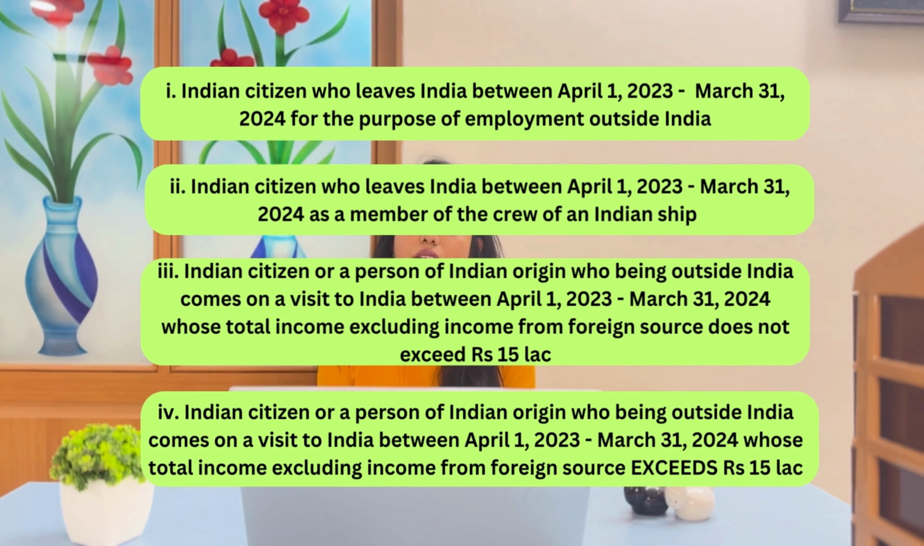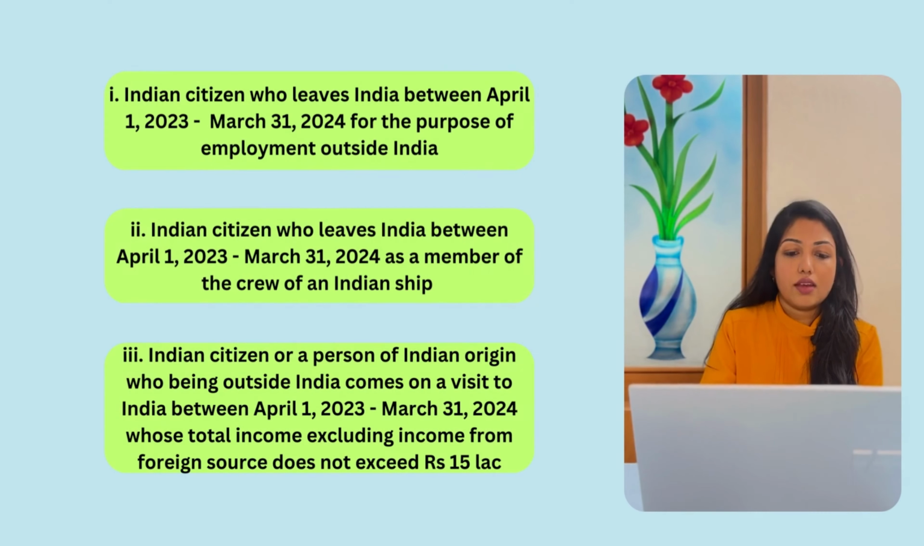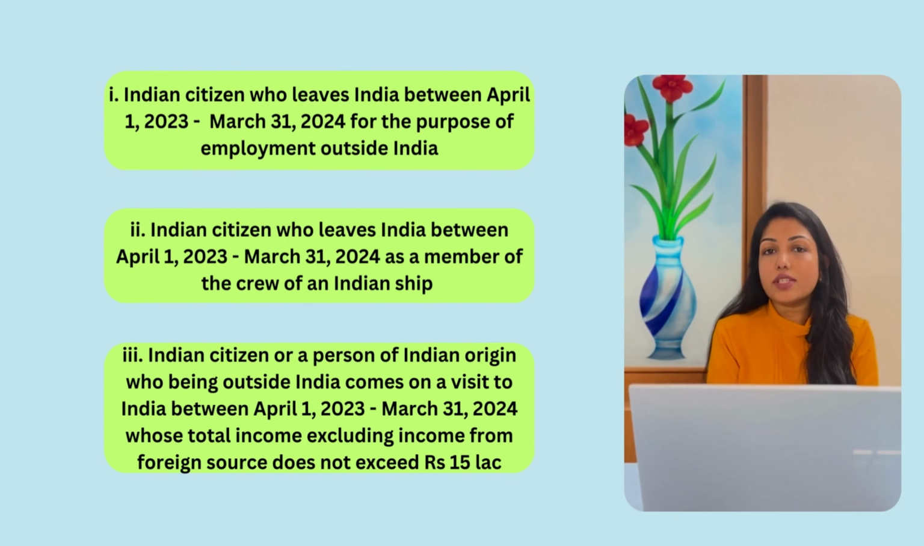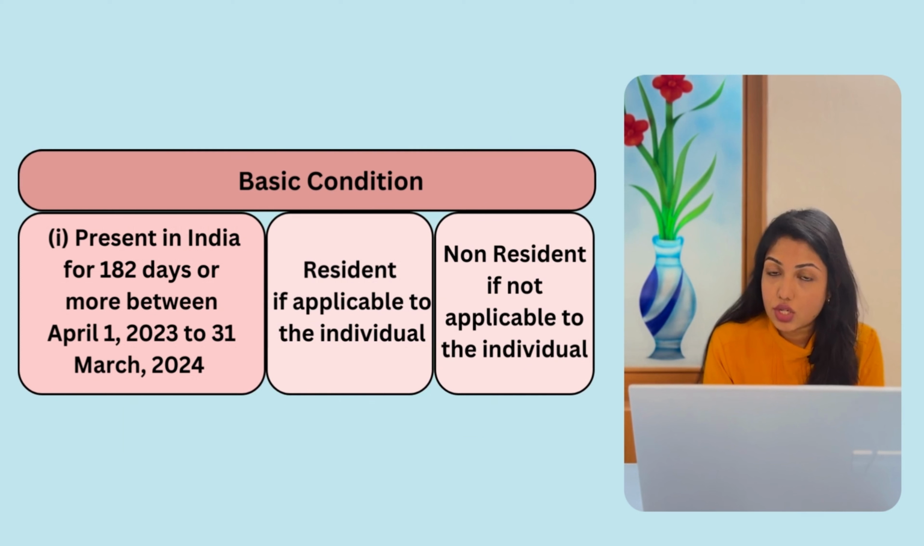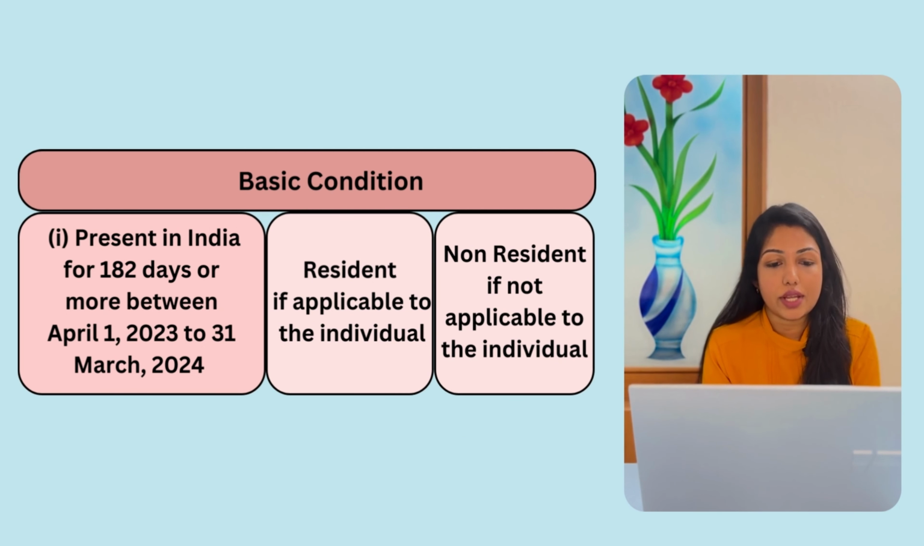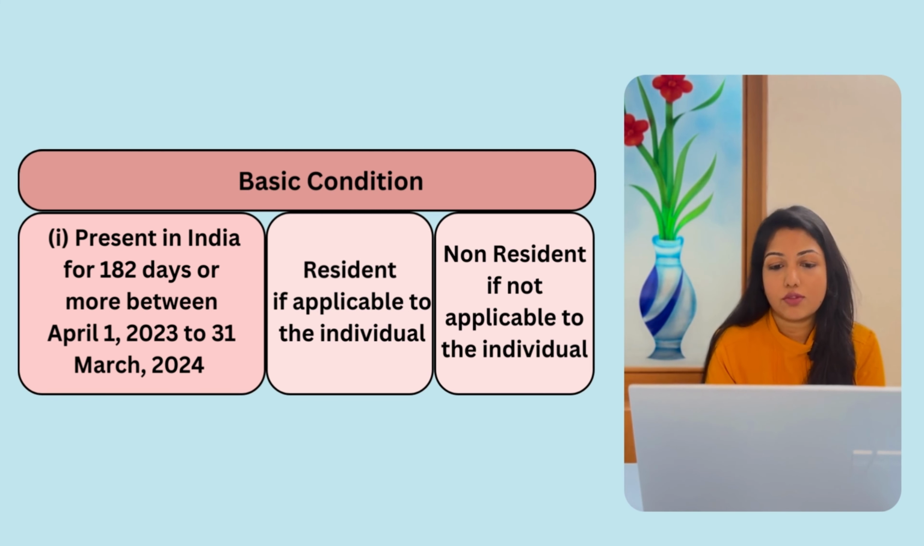And finally, coming to these categories of individuals. If you belong to the first three categories, then you will have to apply just one basic condition to yourself. You should have been present in India for 182 days or more between April 1, 2023 to 31st March 2024. So if you fulfill this basic condition, then you are a resident for the year 2023-2024, and if you don't, then you're a non-resident.